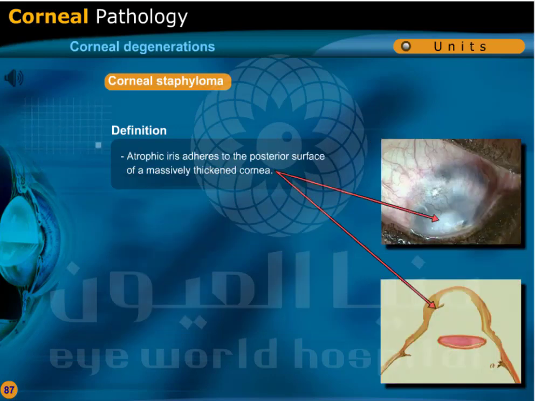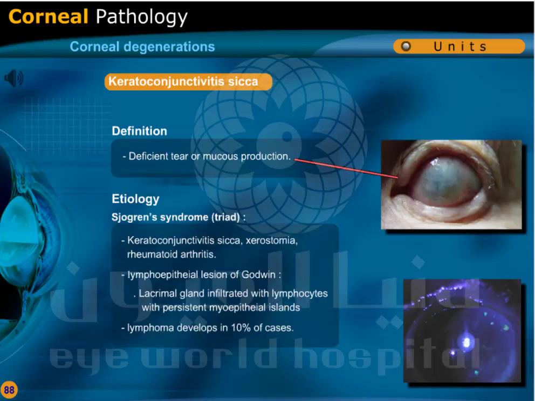Corneal staphyloma. This is a condition that occurs where an atrophic iris adheres to the posterior surface of a massively thickened cornea. Keratoconjunctivitis sicca. This is deficient tears or mucus production. Sjogren's syndrome, a triad of keratoconjunctivitis sicca, xerostomia, and rheumatoid arthritis.